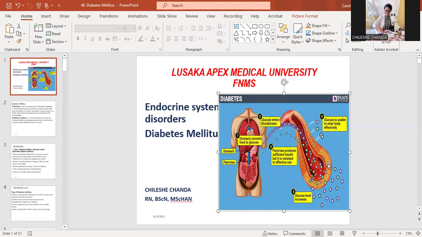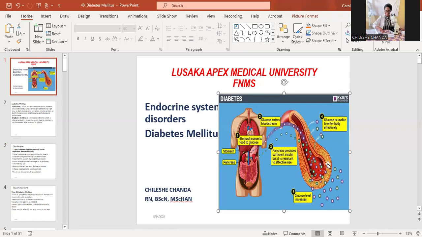In the pancreas, we have small gatherings of cells that are known as the islets of Langerhans, which contain alpha cells, beta cells, gamma cells. And in diabetes mellitus, we are interested in the beta cells, which produce insulin. We're also interested in the alpha cells, which produce a hormone known as glucagon.